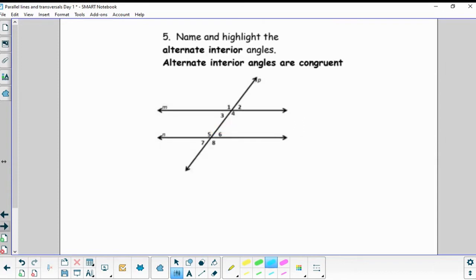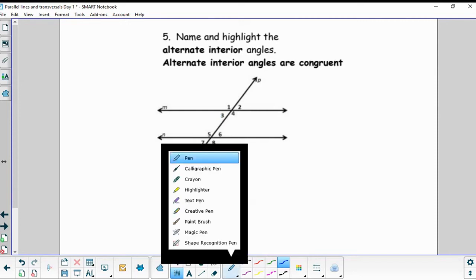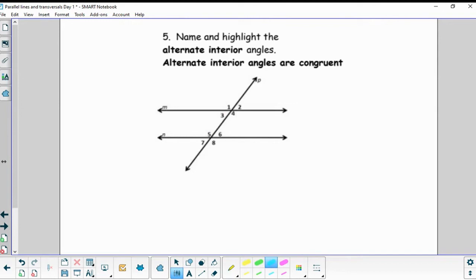Now we're going to name and highlight the alternate interior angles. These are angles that are on the alternate side of the line and are on the interior of the little diagram. We're going to change to a highlighter here. Angle 3 and angle 6, you can see they're on opposite sides of the transversal inside of our diagram, and angles 4 and 5. Those are called the alternate interior angles, and they are congruent with each other. So angles 4 and 5 are the same measure as angles 3 and 6.